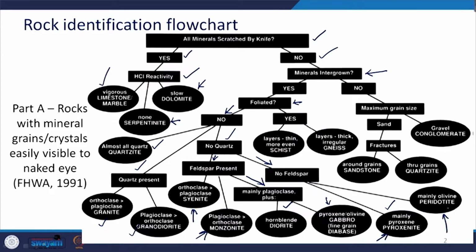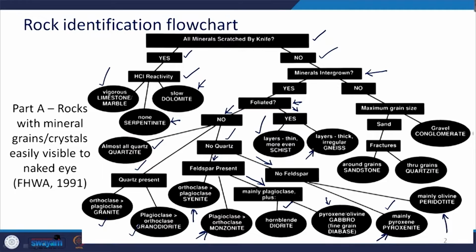Now, if minerals are intergrown and it is foliated, then we have to follow this branch. If foliations are there, whether those layers are thin or more even, then it is schist. If those layers are thick and irregular, it is gneiss.